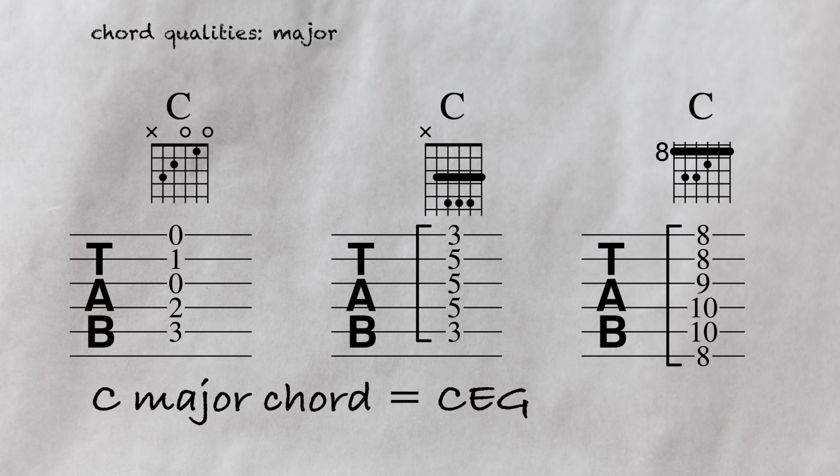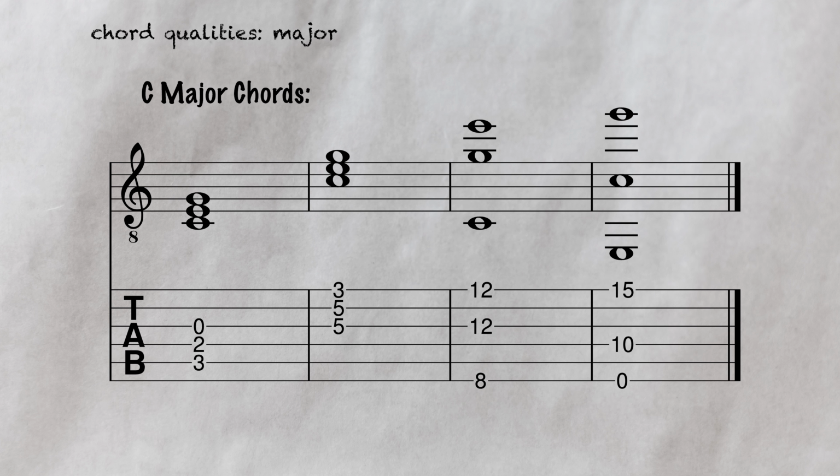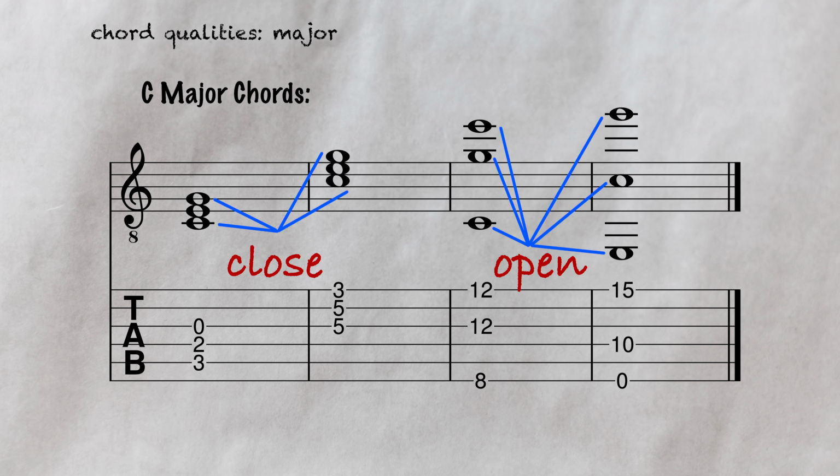But technically, as long as we have the notes C, E, and G, then we have a C major chord. The notes can be close together or far apart, or be in any order, or have any number of doubled notes. But as long as it's all C's and E's and G's, then we can analyze it as a C chord.